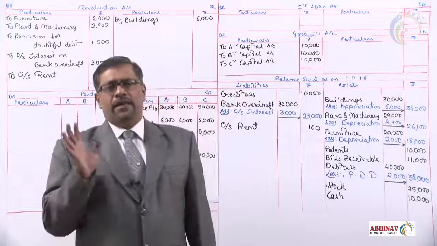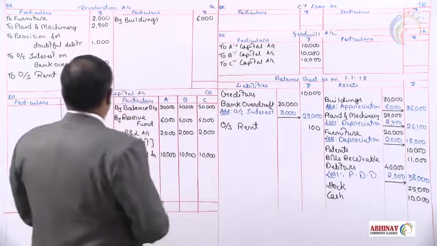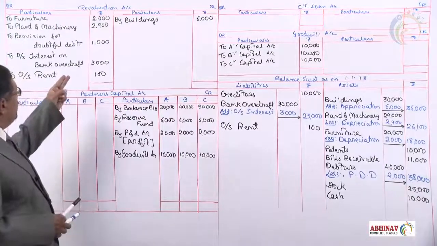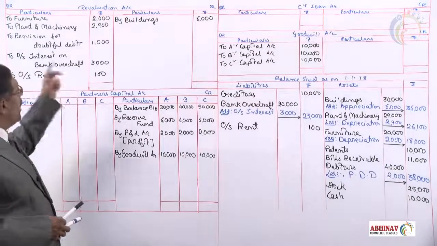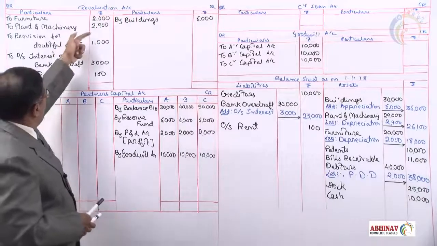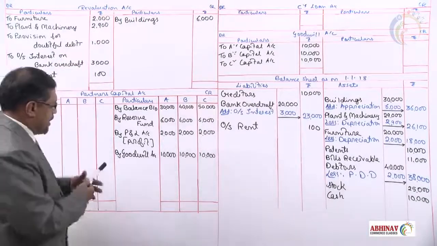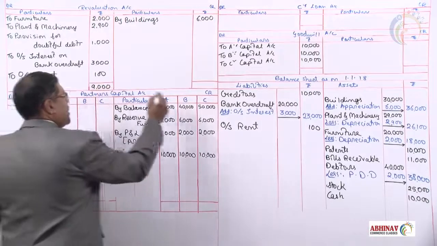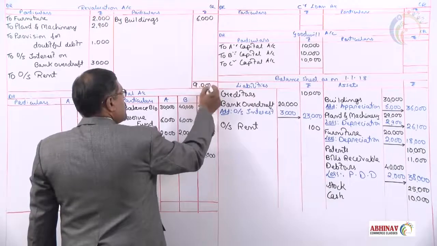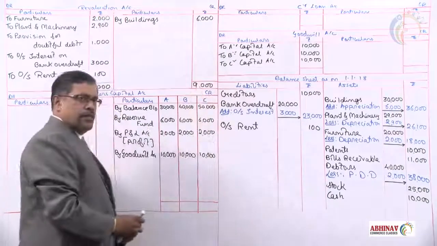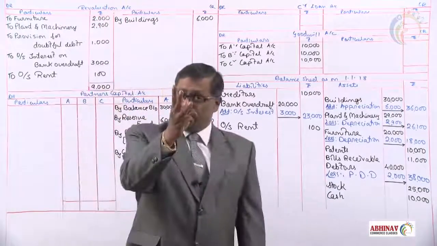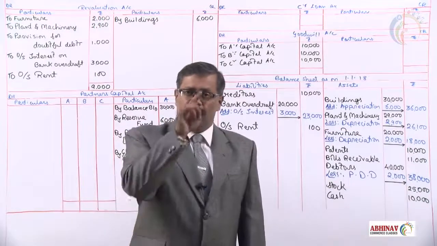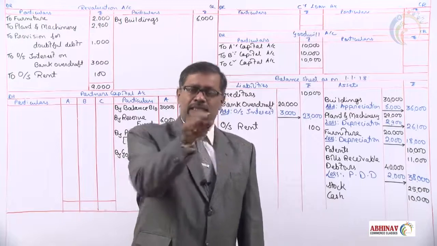Now let us balance the accounts. First we'll balance our revaluation account. In the revaluation account, you can find that the debit side total is more. How much is the debit side total? 4, 5, 8, and this is 9,000. From this 9,000, when you minus 6,000, we get a debit balance of 3,000. Debit balance: profit or loss? Loss. Credit balance is a profit.